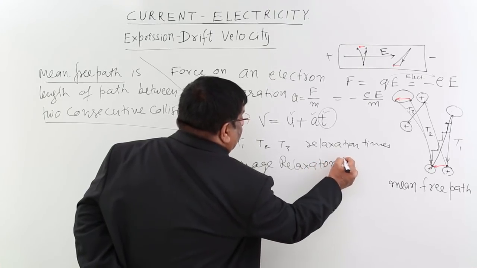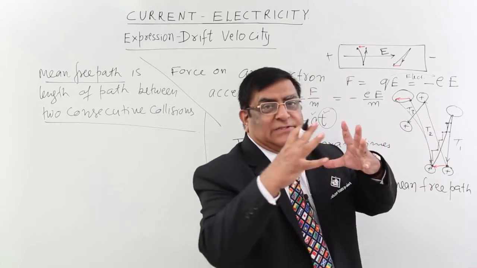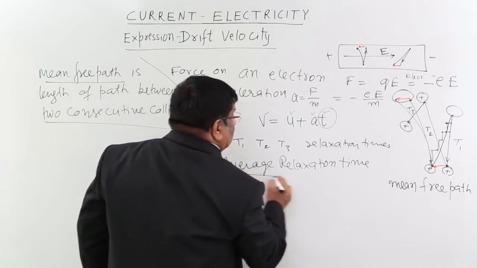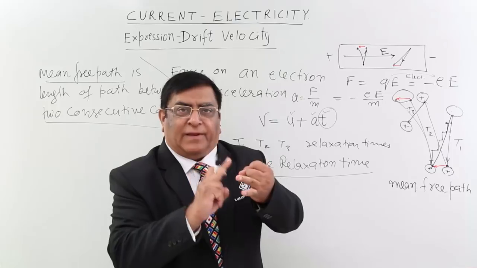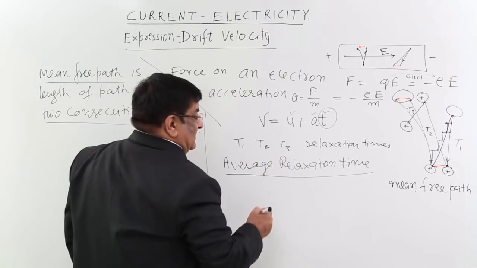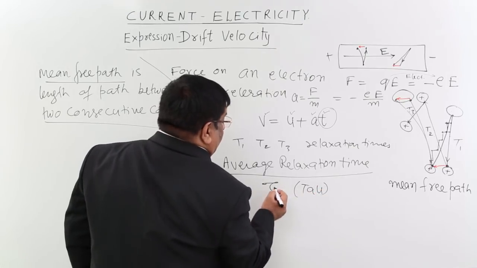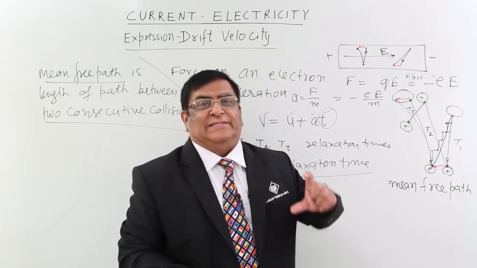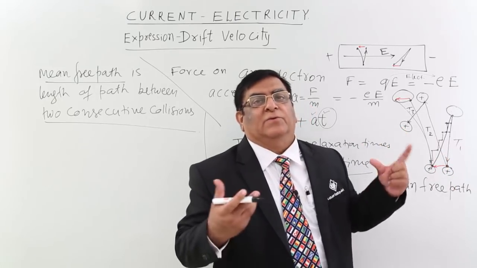Now, if we take an average relaxation time, it will be a property of the material, because in different materials this average distance will be different, so the average time will also be different. Average relaxation time is a very important characteristic of any material. For copper it will be different, for aluminium it will be different, for different metals it will be different. We have allotted a symbol to this relaxation time and we will call it tau. So this tau is the average relaxation time, and we can take it as the time during which no collision takes place.